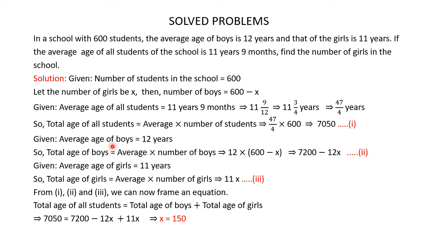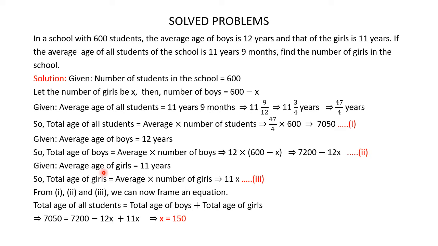Now it's given that the average age of boys is 12 years. So total age of the boys is average multiplied by number of boys. This is 12 multiplied by 600 minus x, which gives us 7200 minus 12x. So the total age of boys is 7200 minus 12x. This is the second equation.